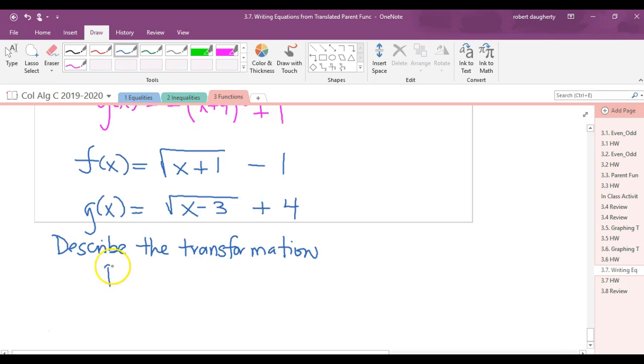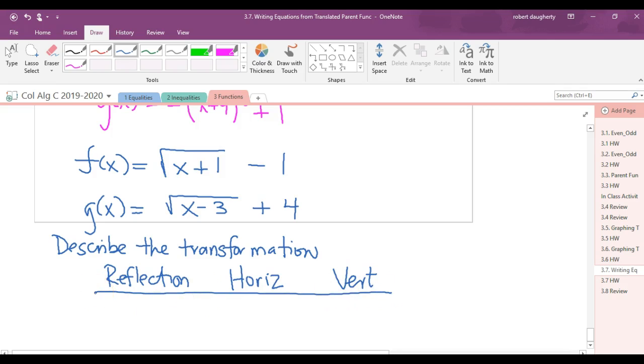So let's ask ourselves, was there a reflection? Did anything happen horizontally? And did anything happen vertically? Okay. Now, if you go from f to g, was there a reflection? What would tell you there was a reflection? One of those will be positive and one will be negative. So I know that there was no reflection. Okay. There was no reflection in that.